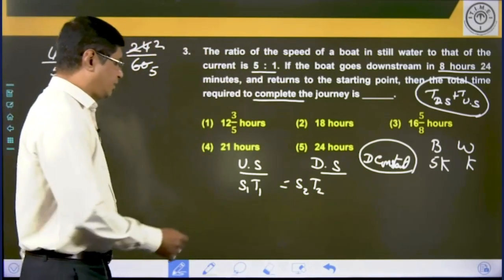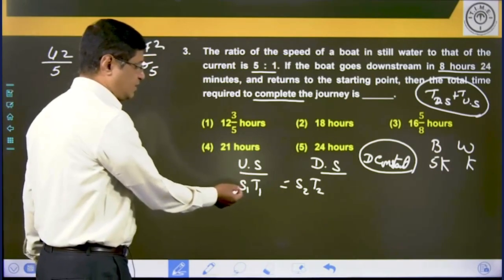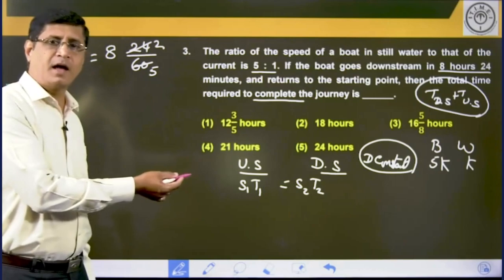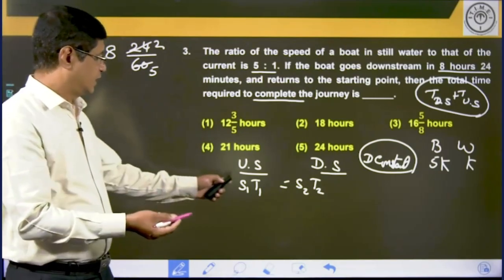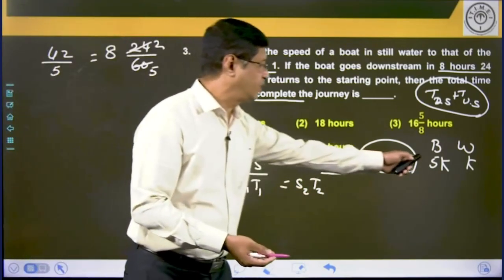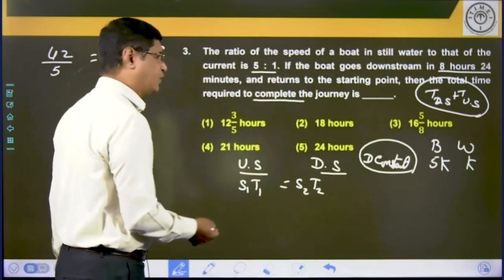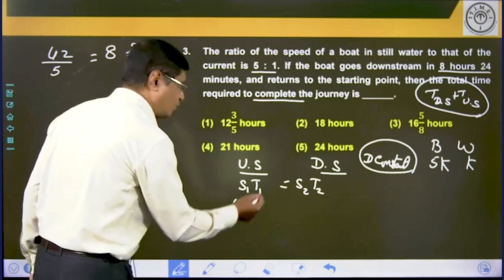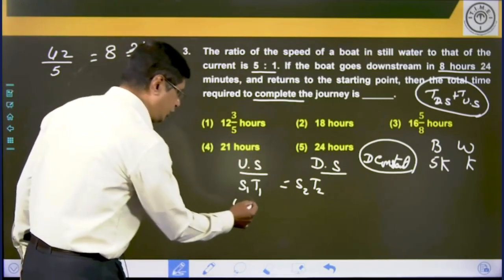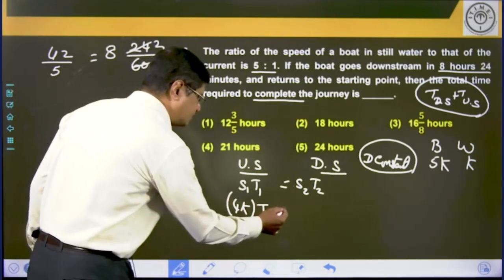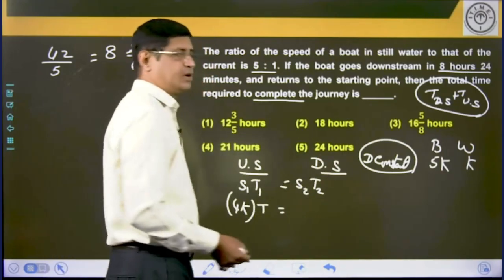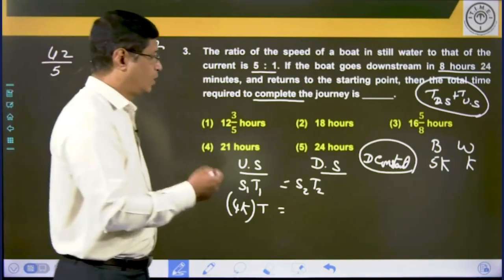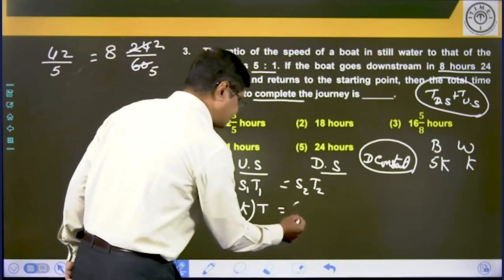Now what is the upstream? Upstream means they are moving in which direction? Opposite direction. They are moving in opposite direction. Opposite direction means what is the relative speed? 5K and 1K, that is 4K, into time is equal to downstream. Downstream means they are moving in the same direction. Sum of their speeds. 5K plus K, that is 6K.